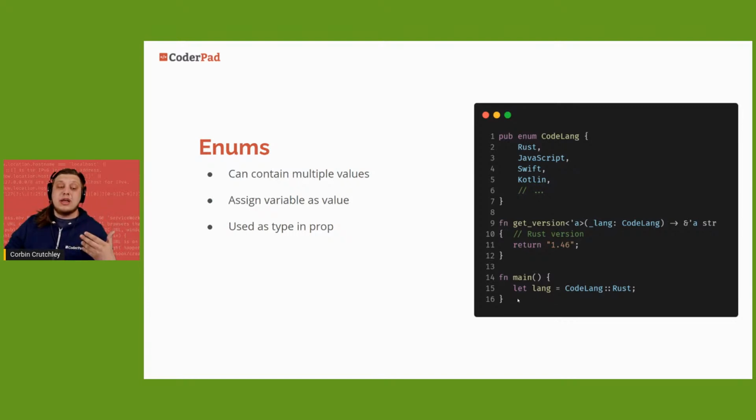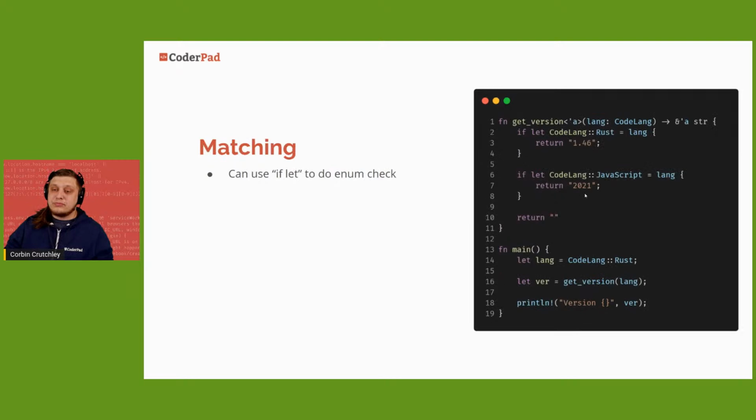So if we do something like let lang, a variable declaration, equals CodeLang::Rust, the Rust enum, we will be able to use that in a function here and return the value, right? So we can use it as a prop type. If you're familiar with TypeScript, this is how you type out property types, and then you can pass lang into a get function, all sorts of good stuff, right?